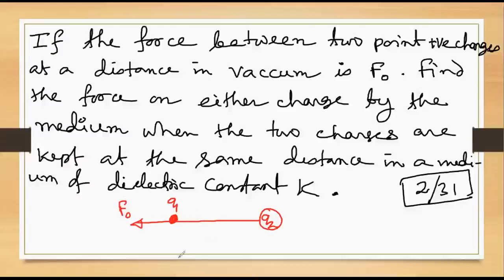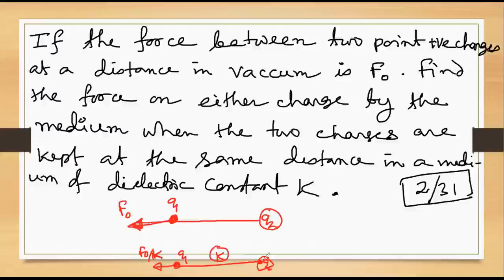But you see, when Q1 and Q2 are placed in a medium K, then of course the net force will become a little bit smaller, and it will become F0 by K. Because you know that K value is always greater than 1 for any medium. So as K is greater than 1, F0 by K will be less than F0. So initially force was a little bit larger, but in the medium it is smaller.